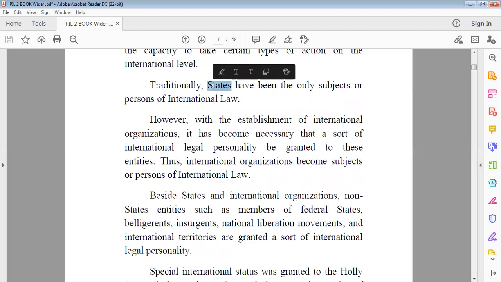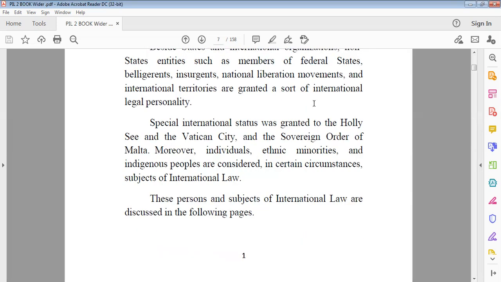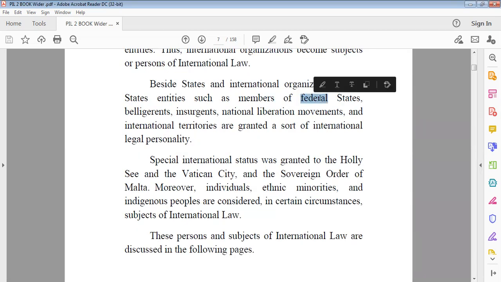person of international law. However, do you think that the federal states inside the US, like for example New York, New Jersey, Washington, do these states enjoy the international personality? Are they considered subjects of international law? The answer is yes, and we will discuss this later.